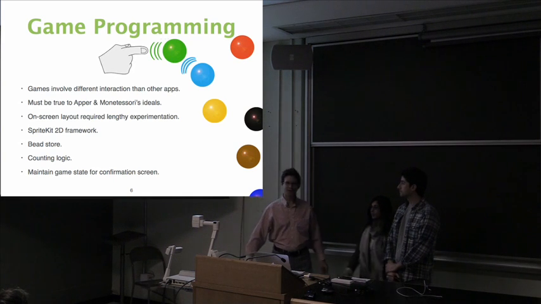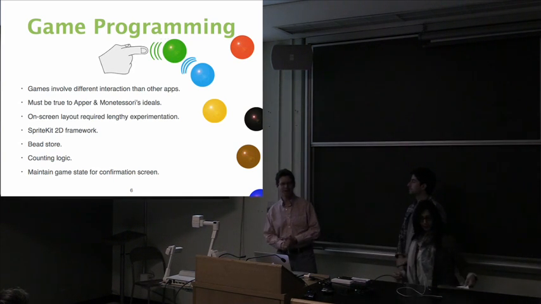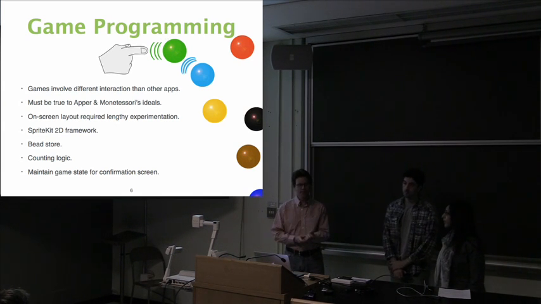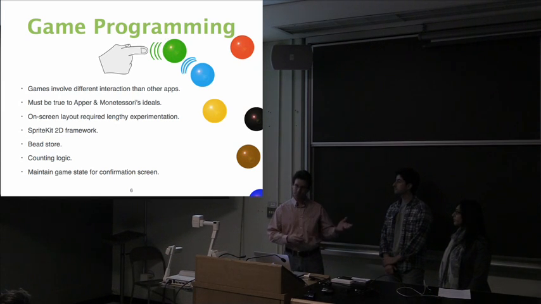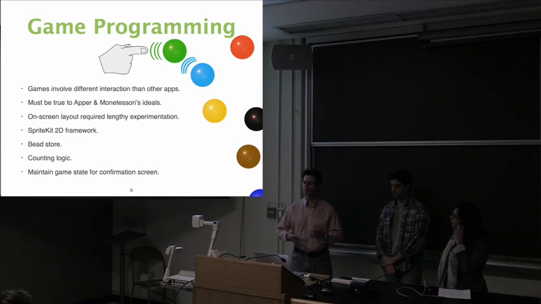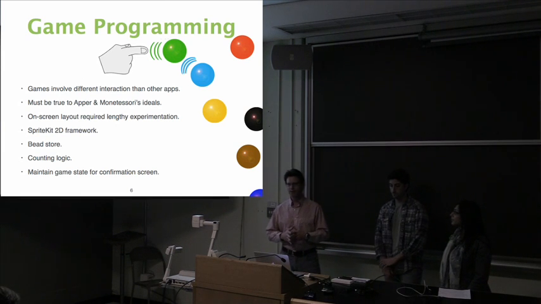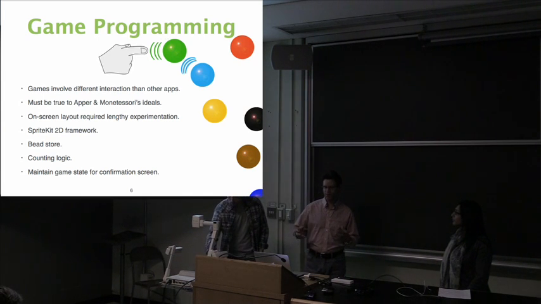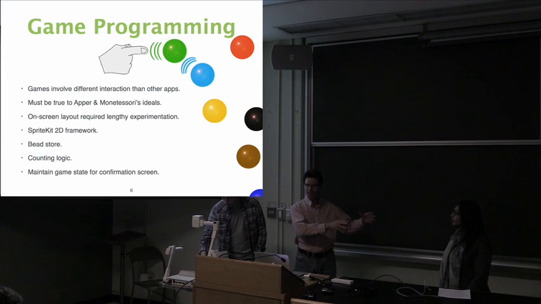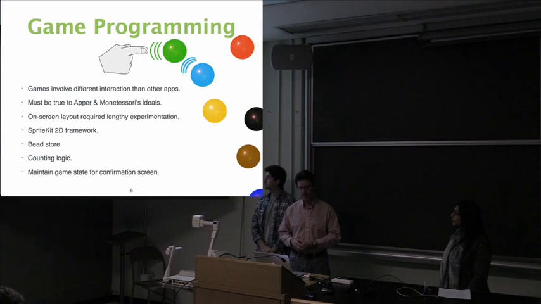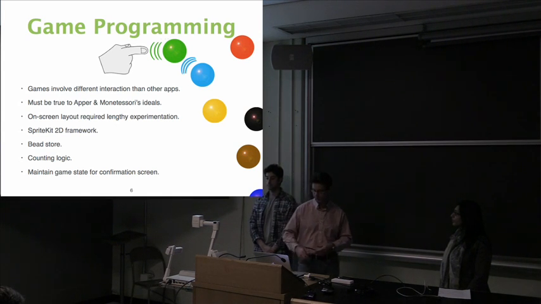So from our perspective of programming this game, we found that games involve different interactions than other apps. We have to have things moving on screen. And also we felt we had to be true to the app and also Montessori's ideals of how to play the game. So we had a long period of experimentation to figure out how to do the layout. And we ended up doing this with something called SpriteKit. It's a 2D framework. And then behind the scenes, we also had to create a bead store to create the beads in the game and keep track of them. And the counting logic, keeping track of the count and adding up, and maintaining the state for a confirmation screen.